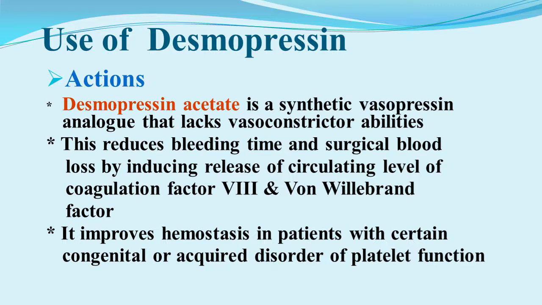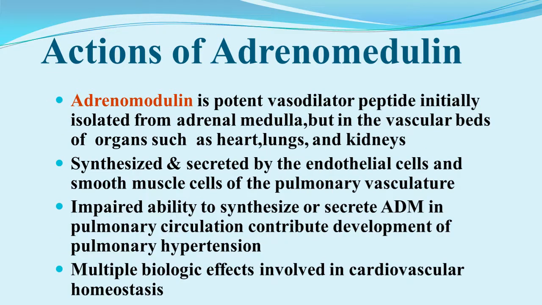Desmopressin acetate is a synthetic vasopressin analog that lacks the vasoconstrictor abilities, and it reduces the bleeding time and surgical blood loss, inducing the release of circulating levels of the coagulation factor 8 and von Willebrand factor. It improves the hemostasis in patients with certain congenital or acquired disorders of platelet function.